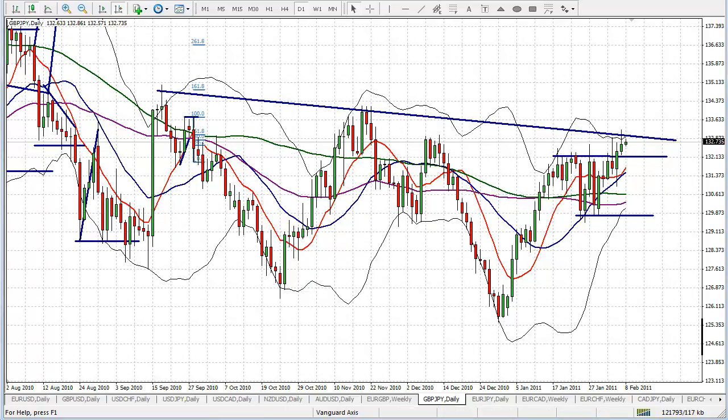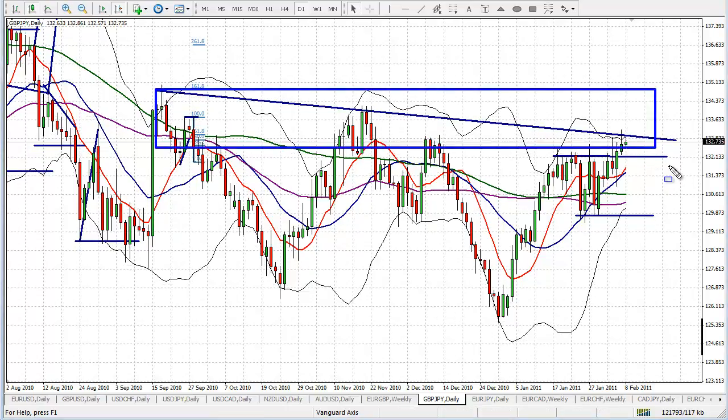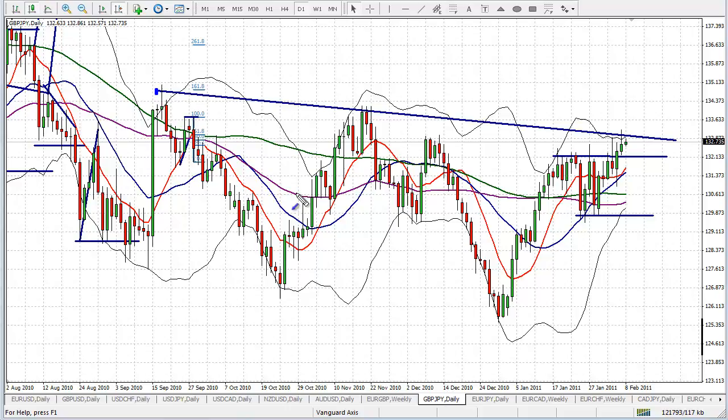Pound yen, we are seeing a breakout above this downward sloping trend line. This is the daily chart, currently trading at 132.73. The market has been finding resistance around 132. Finally, we've broken above that. We have closed above that, and now we're looking for a continuation higher above 133. Once that occurs, we'll be looking for a continuation higher. That should support the pound dollar moving higher as well.